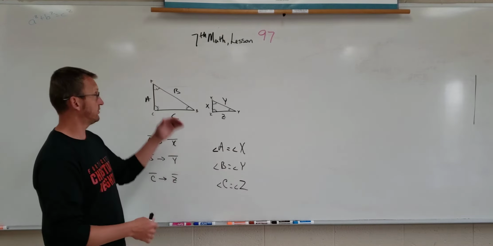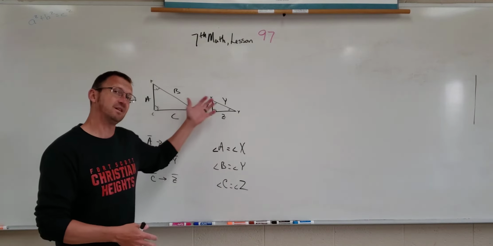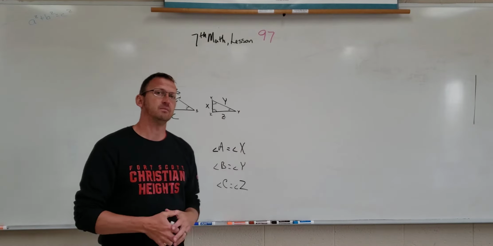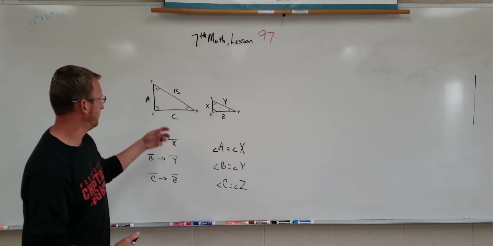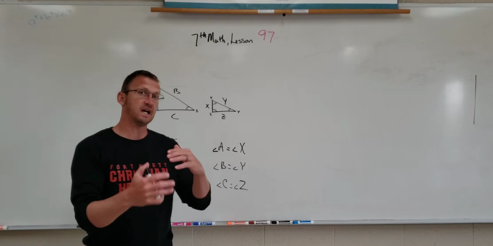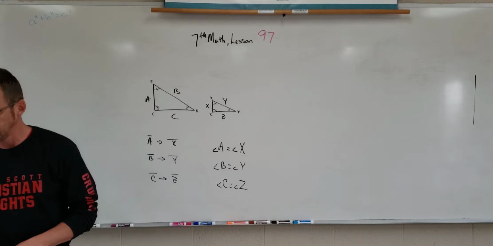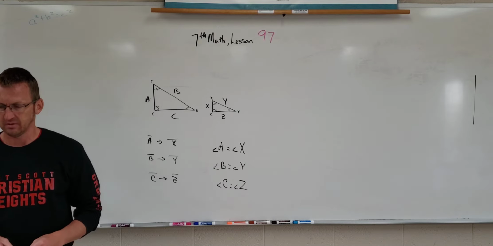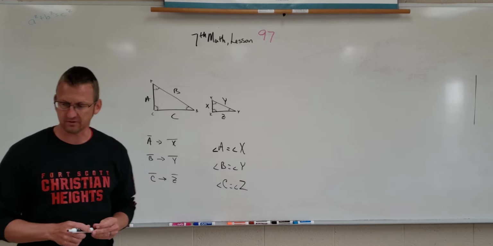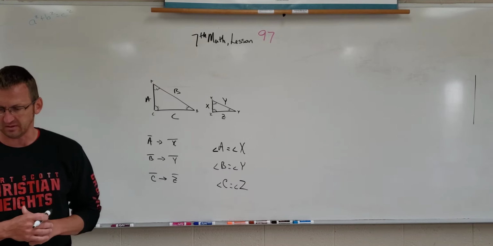Now that can also be true in regards to the sides. Obviously these are not the same lengths, but if you have two triangles that are exactly the same, you will also see tick marks on the sides showing you that they're the same. So we can use this to solve triangle lengths. So let's look at example 1, page 666.